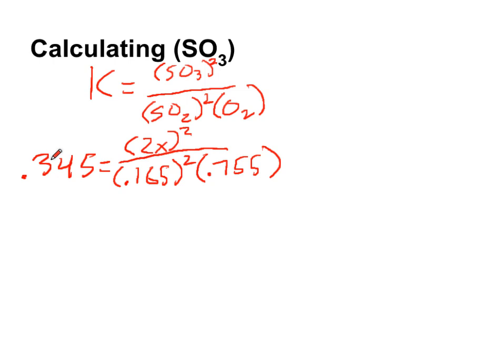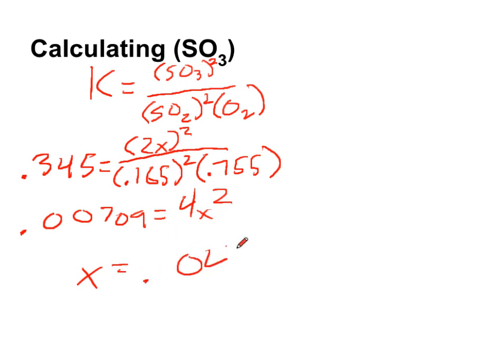When we do that, we get 0.00709 is equal to, we'll go ahead and simplify this too. We're going to have 2x squared becomes 4x squared. So we'll divide this by 4 and then take the square root of it. So we end up with x being equal to 0.042 atmospheres. Now, that is not our final answer because the equilibrium pressure of SO3 was 2x.